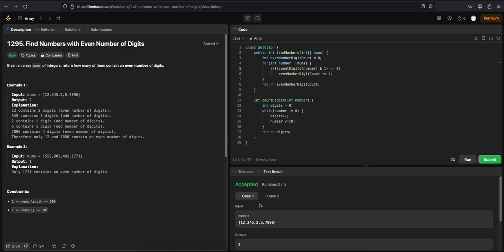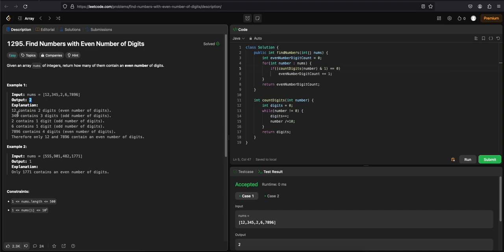Hi, let's look at this problem. Find numbers with even number of digits. Given an array numbers of integers, return how many of them contain an even number of digits. So here if you see an example, there's 12, 3, 4, 5, 2, 6, 7, 8, 9, 6. So here two numbers are the numbers that have an even number of digits in them.